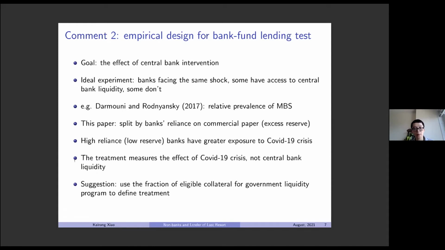If you combine this with a post-dummy for the post-policy intervention, essentially you are comparing the negative effect of the COVID-19 crisis after the policy announcement. So it is a little bit contaminated with the exposure to the COVID-19 crisis. My suggestion would be, if your goal is to understand the effect of central bank intervention, using the fraction of eligible collateral for the government liquidity program to define treatment would be more appropriate.